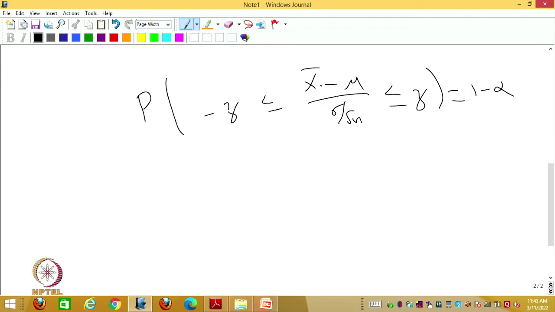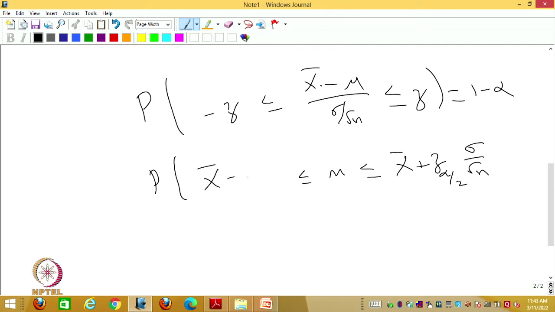I can do a little calculation inside. I can rewrite this as the probability of mu lies between X bar, or I can write it in the capital letter, X bar minus z alpha by 2 sigma by root n on the left hand side, and X bar plus z alpha by 2 sigma by root n on the right. That means this probability is going to be 1 minus alpha.